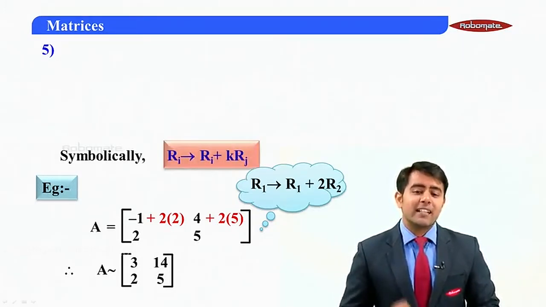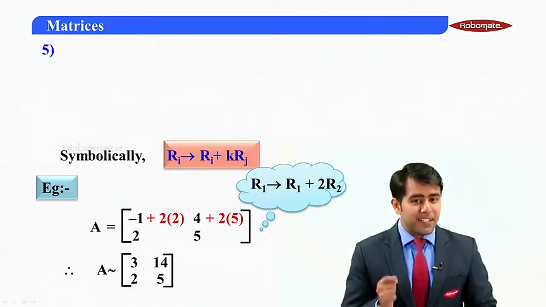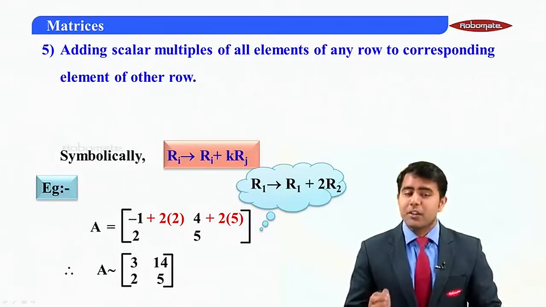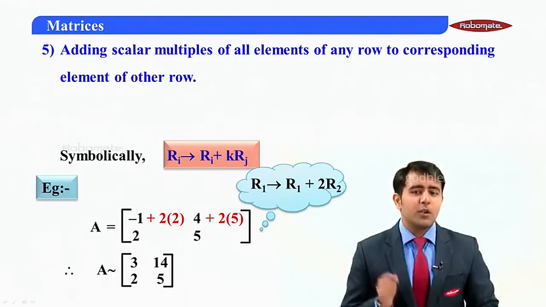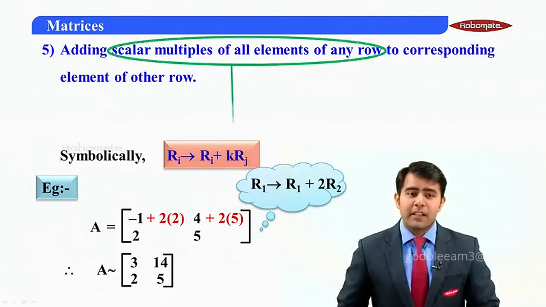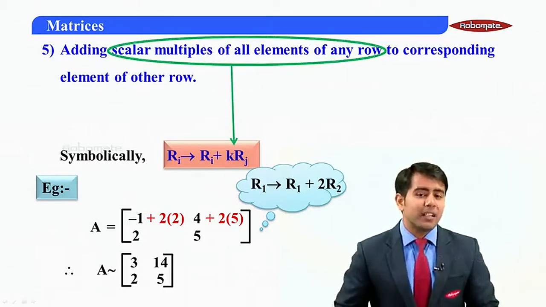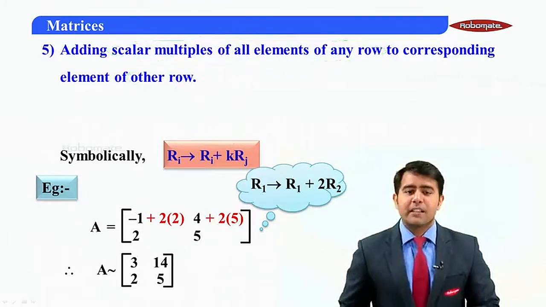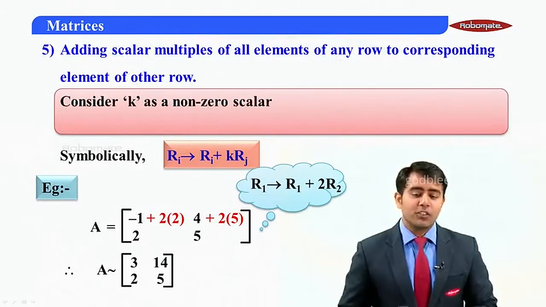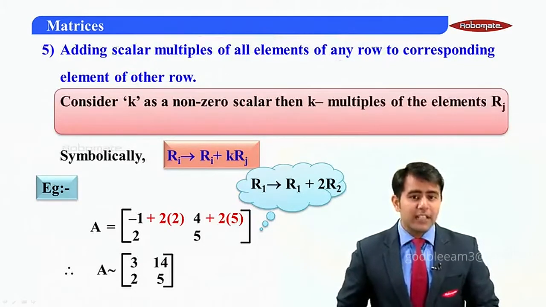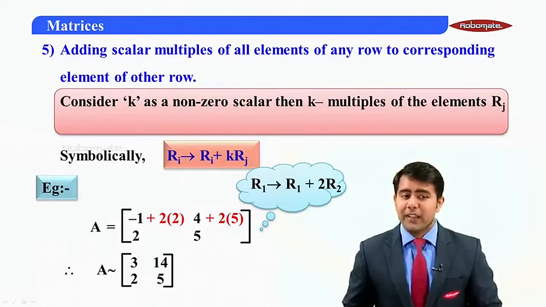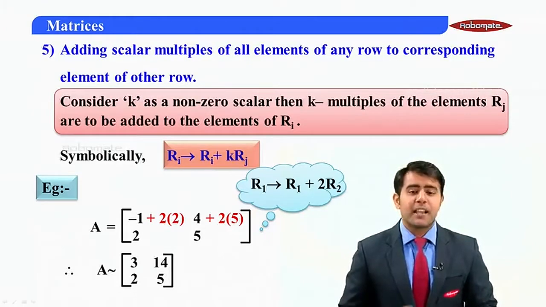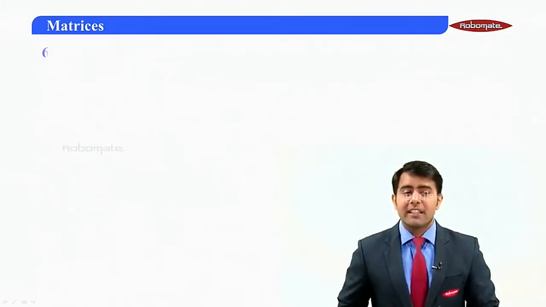Symbolically, I can write this as Ri changes to Ri plus K times Rj. The property is as follows. Adding scalar multiples of all elements of any row to the corresponding elements of another row, where K times Rj is the scalar multiple of one row and Ri is the other row. The statement for this can be written as follows. Consider K as a non-zero scalar, then K multiples of elements of Rj are to be added to elements of Ri. Let us move further to the next transformation.